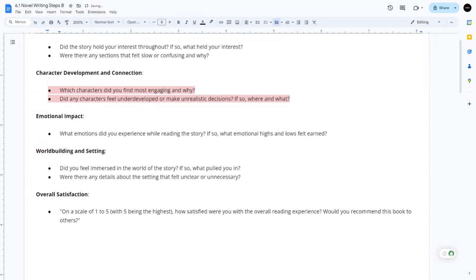Okay. And now that's a stronger question. World building and setting. Were there any details about the setting that felt unclear or unnecessary? Okay, so if there were any details about the setting, what were they and why? Okay, and now that's a stronger question.